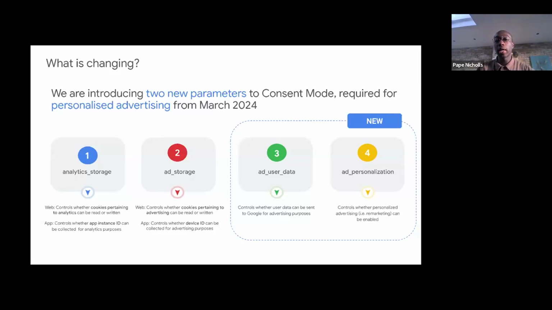But originally we had 2 parameters, the analytics one and the ad storage one. As their name indicates, they were to control the use of cookies for these purposes, analytics and ad storage. We added 2 new parameters onto the new version of consent mode. One is called ad user data, that adds a little bit more control over what you could do before with ad storage. So, a second layer of it. And then another parameter that is ad personalization, that controls whether personalized advertising can be enabled or not.